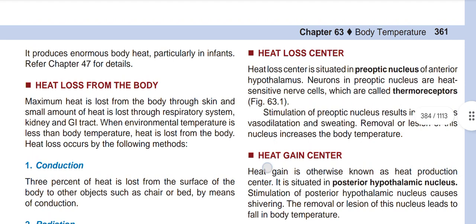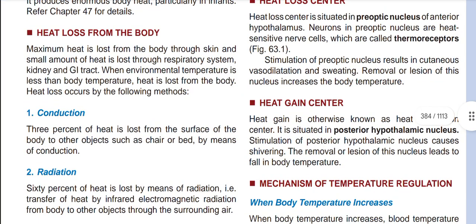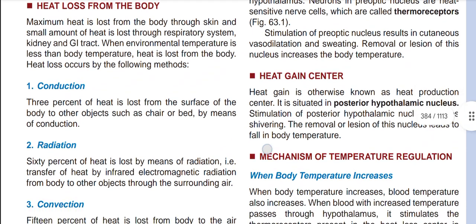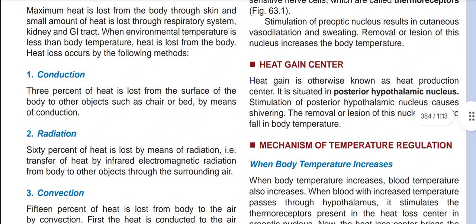Now, heat loss from the body. By which mechanism does our body generally lose heat? Maximum heat is lost from the body through the skin, and a small amount of heat is lost through the respiratory system, kidney, and GI tract. So maximum heat loss is from the skin, and minimum heat loss is from the respiratory system, kidney, and GI tract. When environmental temperature is less than the body temperature, heat is lost from the body. Heat loss occurs by the following methods.